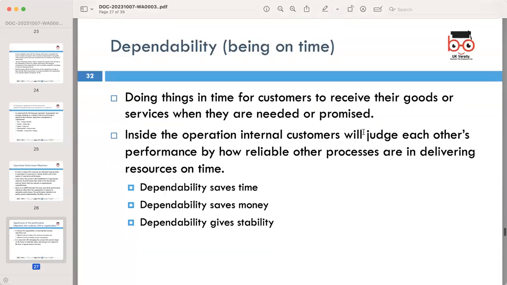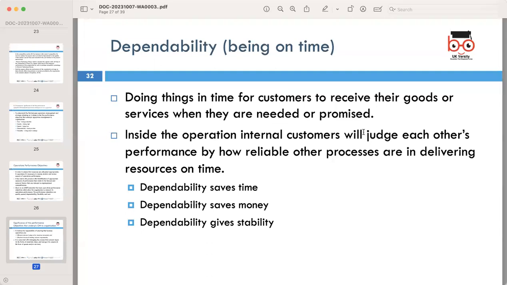So being on time, as we said, means doing things in time, so customers receive their goods or services when they are needed or promised. Inside the operations, internal customers will judge each other's performance by how reliable their processes are in delivering resources on time.